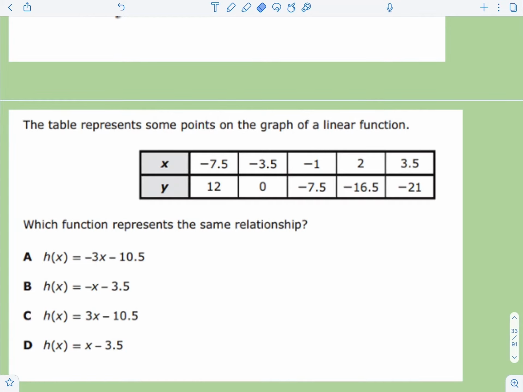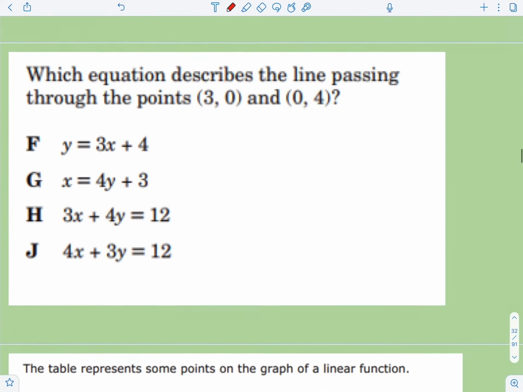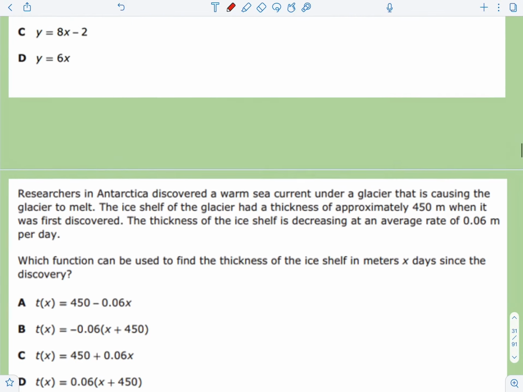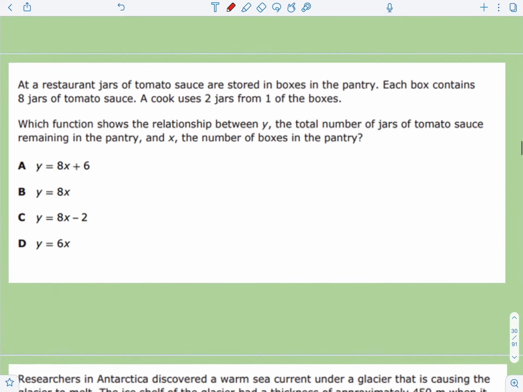Okay, so this is part 3 of writing equations from our linear packet. All right, so let's start about here.